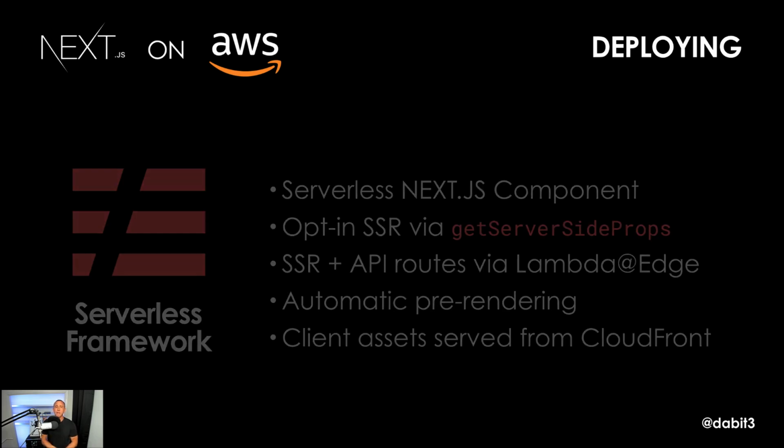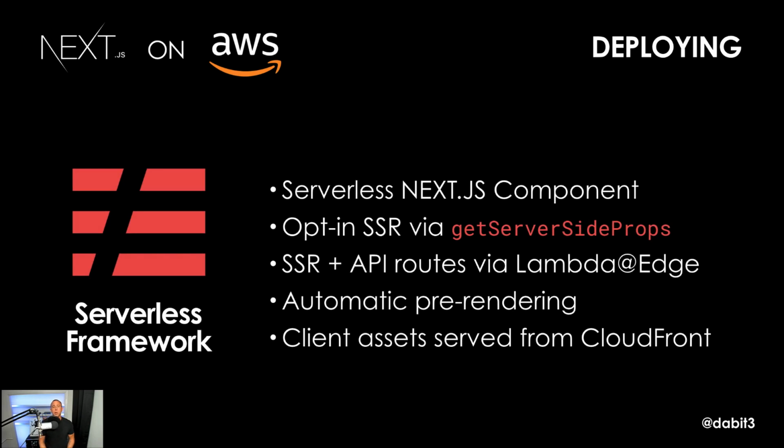But the thing we're going to be focusing on today really is deploying using the serverless framework. The serverless framework has a Next.js component that allows you to add everything you would need out of the box with just a couple of lines of code. So you can opt into SSR support, API routes, and everything that you would probably expect when deploying a Next.js app. So let's take a look at a couple of services that enable this, one being Cloudfront and the other being Lambda Edge.